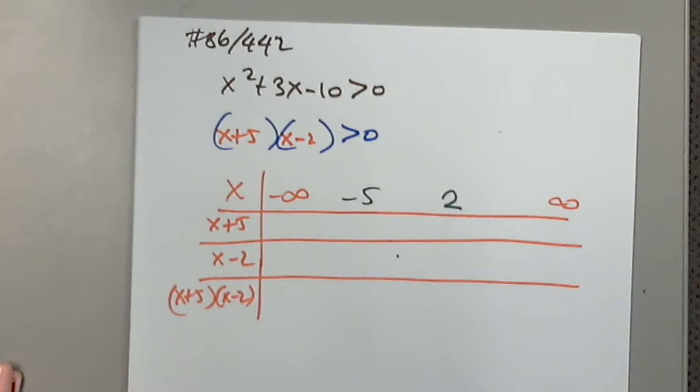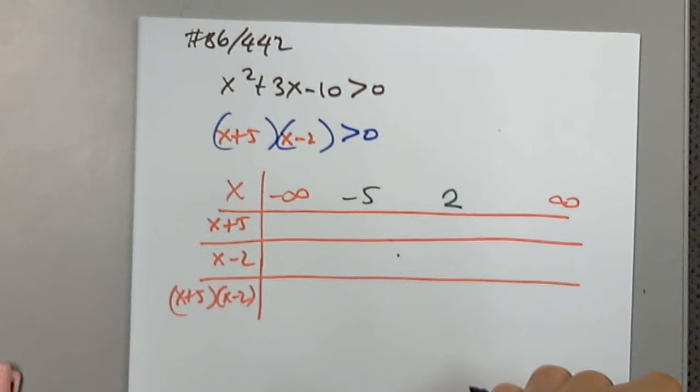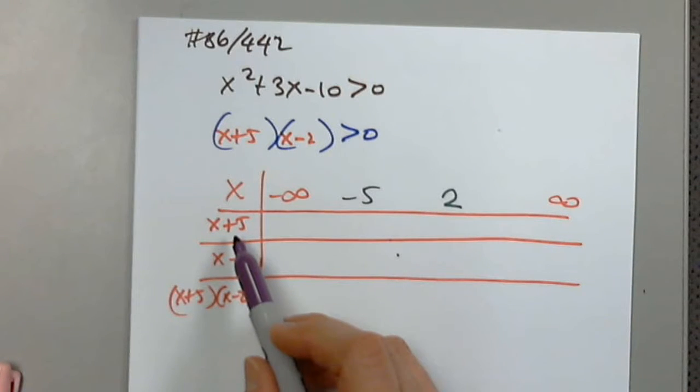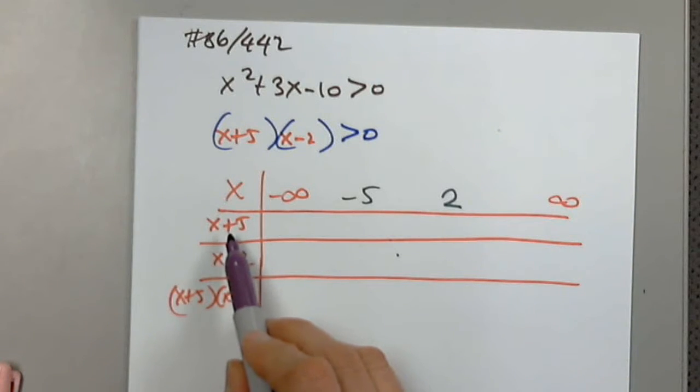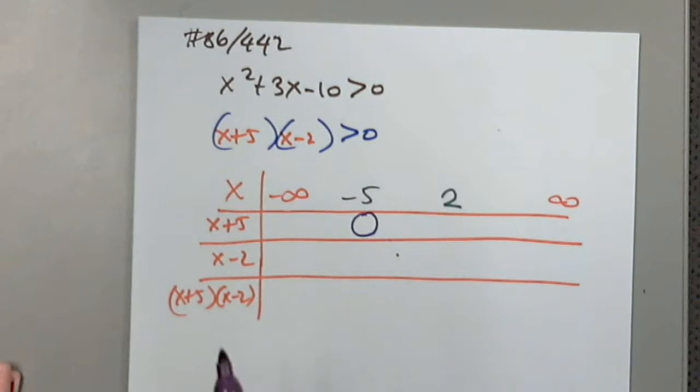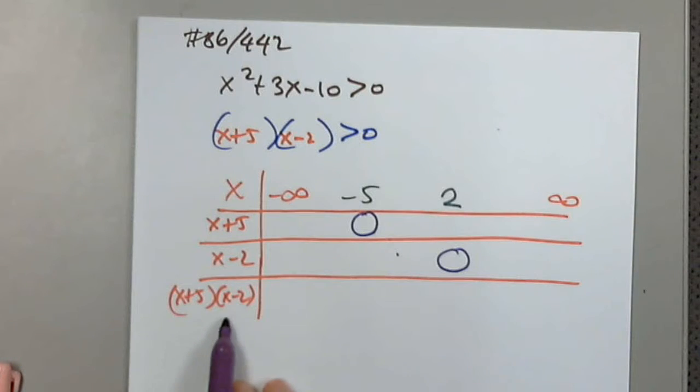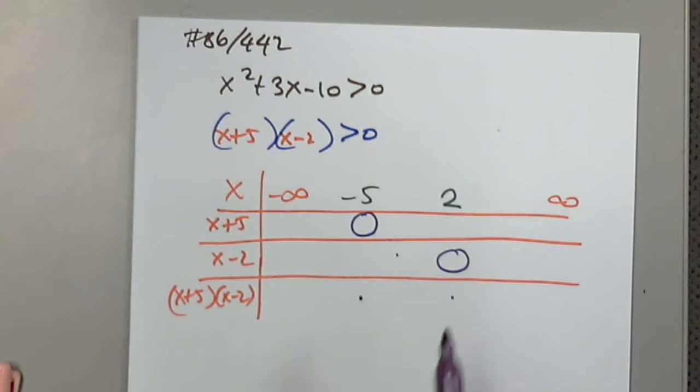Where is the 0 for x plus 5? Under... It's a silly question. Under... Where is the 0? For what x value is this expression 0? Perfect. Where is this expression 0? Very good. What happens to this product when x is -5 or when x is 2?